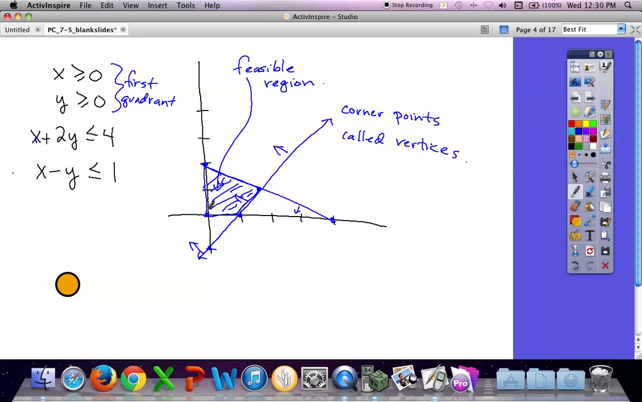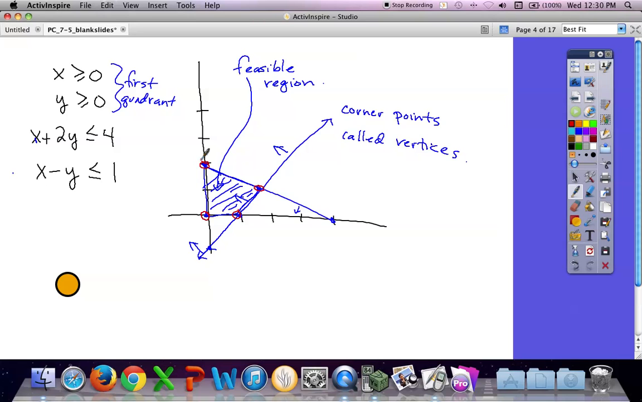It can't happen in the middle of that area. It has to be at one of the corner points. So we don't actually have to test an infinite number of points. In this case, we need to test 1, 2, 3, 4. Okay, well, before we could test them, we need to know what they are.